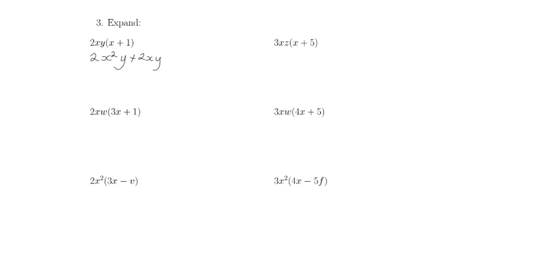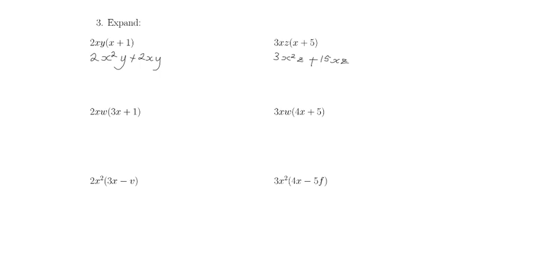Let's have a look at the next one. Here we have 3xz multiplied by x plus 5. We have to do 3xz multiplied by x, and then we have to do 3xz multiplied by 5. 3xz multiplied by x gives us 3x squared z. 3xz multiplied by 5 will give us 15xz. We have addition here, so we'll keep that, and the answer is 3x squared z add 15xz.